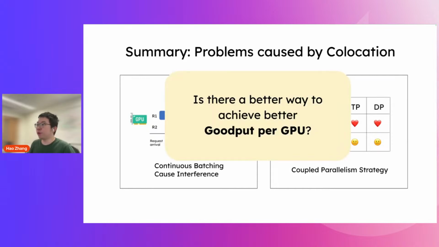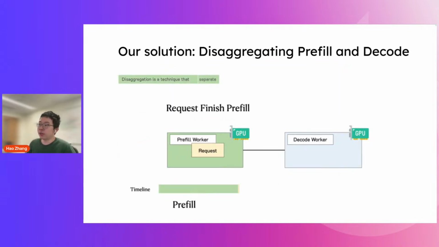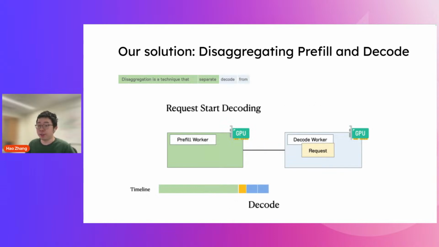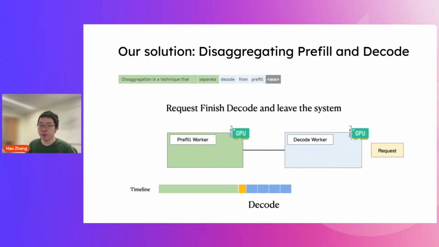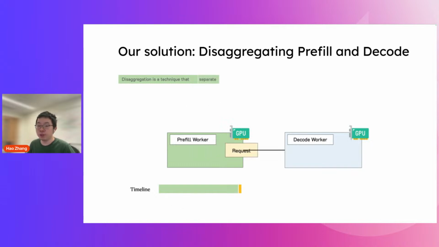Okay, therefore, I spent 10 minutes to illustrate this problem, and we start asking the question: is there a better way to achieve better goodput per GPU? And I want to present our solution, which I call disaggregated prefill and decode. And this solution is actually very, very simple. As you can see from this visual, slightly modified from the previous one, we simply disaggregate prefill and decode into different GPUs. That is, we place them on different GPUs.